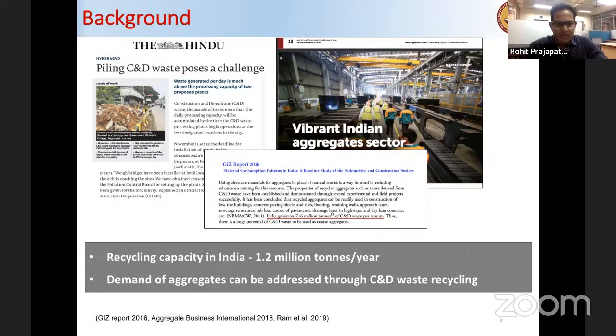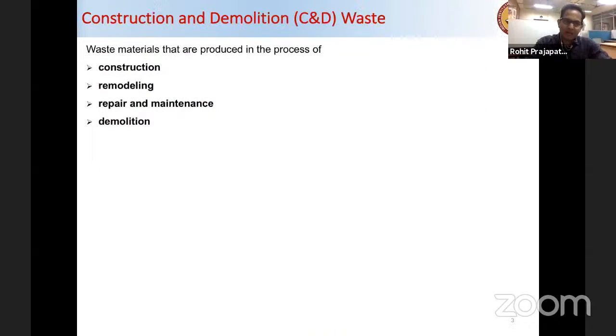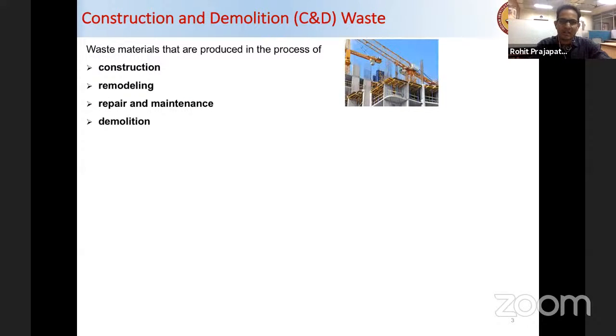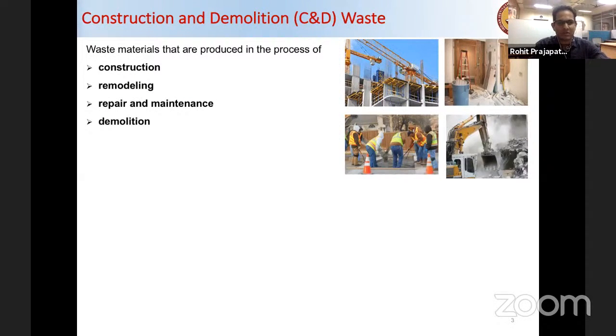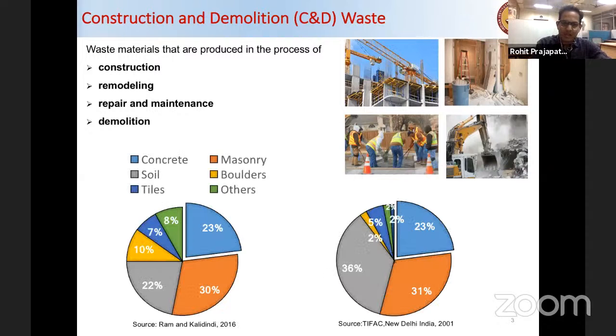And again, the currently installed recycling capacity is only 1.2 million tons, which is very less. So we can channelize this waste and use it as a resource, and we can fulfill the demand of aggregates as well. We all know that C&D waste is the waste materials produced in the process of construction, remodeling and repair of old structures, and also demolition of existing structures. In India, around one quarter of the total C&D waste is concrete, so in my presentation, I'll be talking mainly about this concrete part.